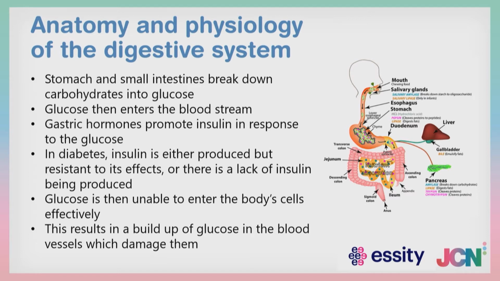That's a normal function. But in diabetes, insulin is either produced but resistant to its effects, or there is a lack of insulin being produced. Glucose is then unable to enter the body cells effectively, and this results in a buildup of glucose in the blood vessels, which then can damage them.